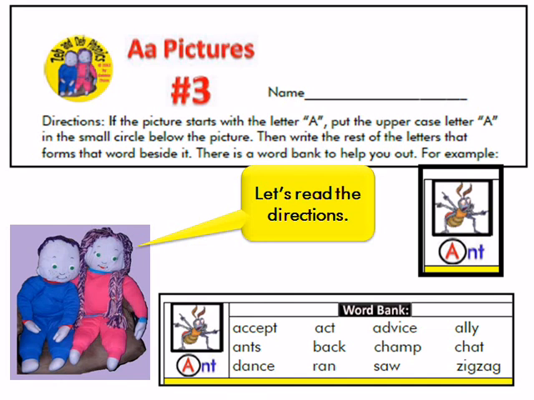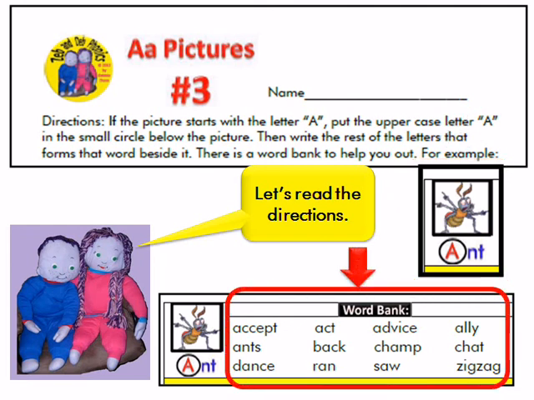For example, notice the picture of the ant. Since ant begins with the letter A, we put an uppercase A within the circle, and then we write the remainder of the word. Notice the word bank. You can use this word bank to help you out so that you can spell each word correctly.